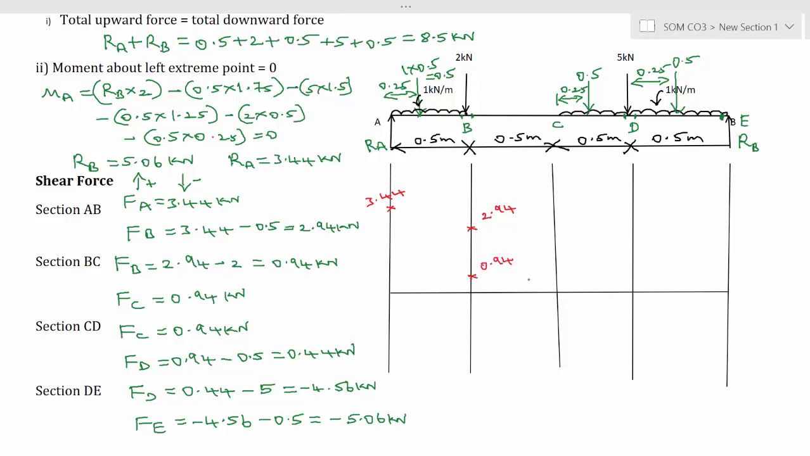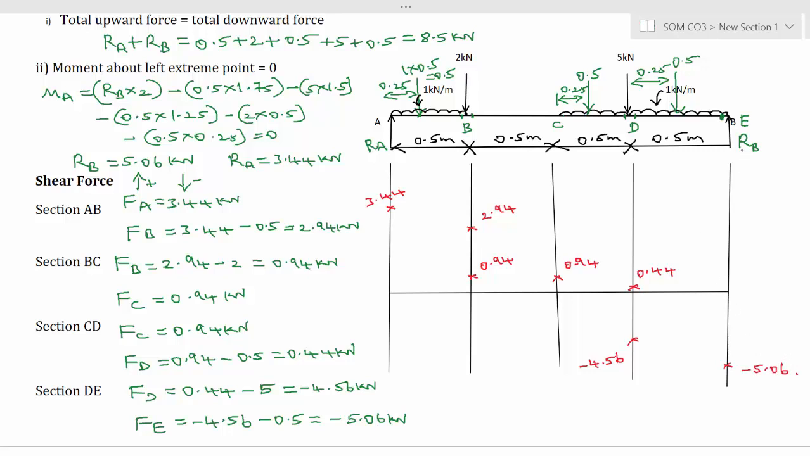Then at C, it is equal, it is a straight line, it is 0.94. And FC is again the same. Then FD is 0.44. So at FD it is reduced to 0.44. Then further at FD it is reduced to minus 4.56. So here it is further reduced to minus 4.56. And at FE it is minus 5.06. Okay. So you can verify the problem.